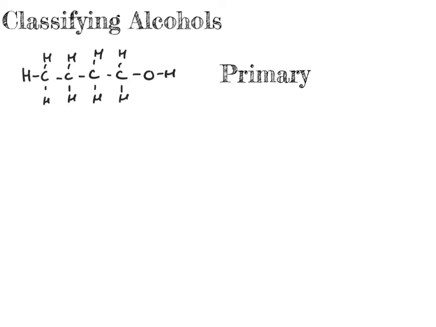This makes it primary. Now, to name this alcohol, we look at how many carbon atoms are in its longest carbon chain. So that's this carbon chain here, and it's got 4. So we begin the name with bute, meaning 4. It has an alcohol group, which is here. So we know it's going to end in ol.